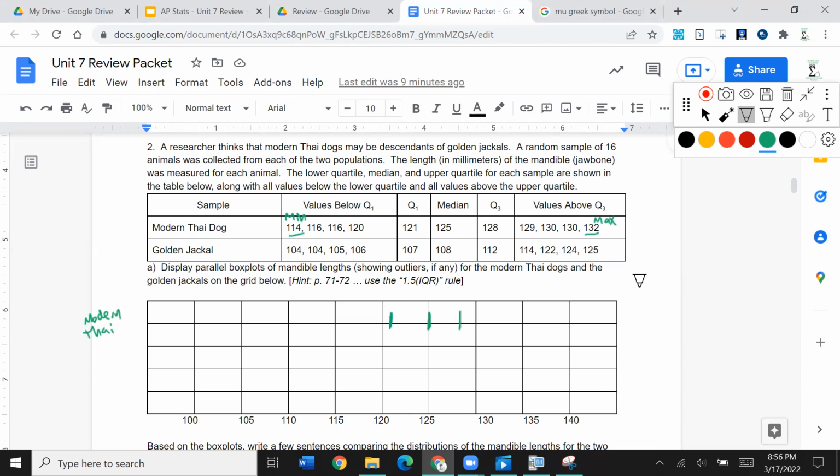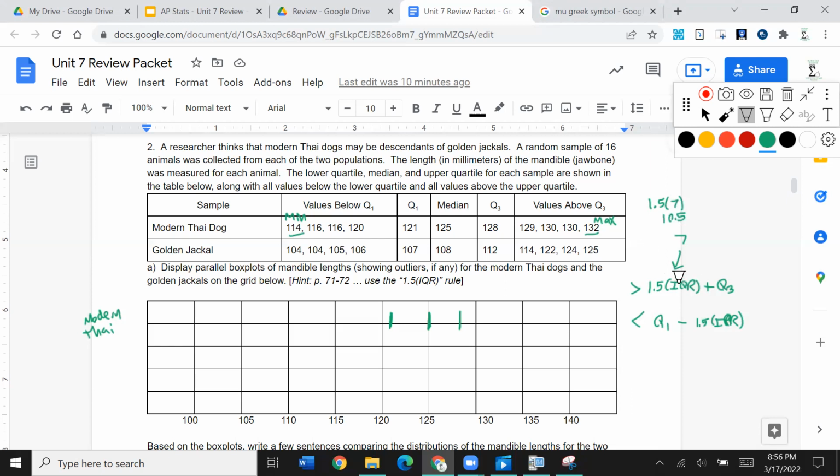So we can do that just by, if you remember, any upper outliers are going to be anything greater than Q3 plus 1.5 IQR. And then any lower outliers are going to be anything less than Q1 minus 1.5 IQR. Let's do that real quick here. IQR: 128 minus 121. That IQR is going to be 7. So 1.5 times 7. Half of 7 is 3.5, so it's going to be 10.5. You can double check that.